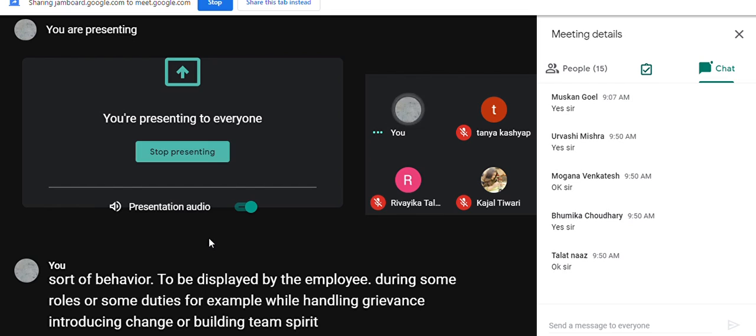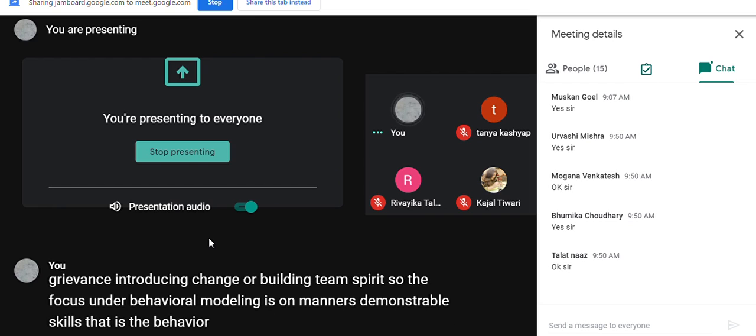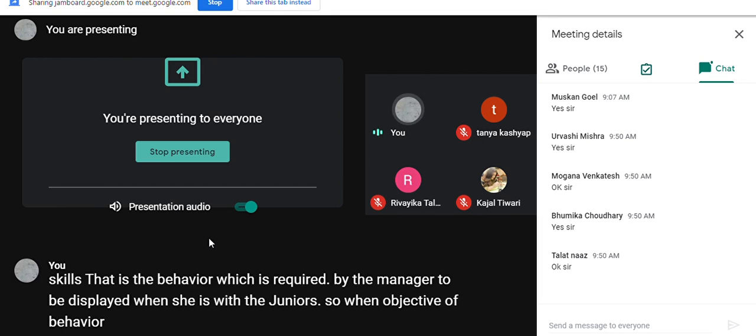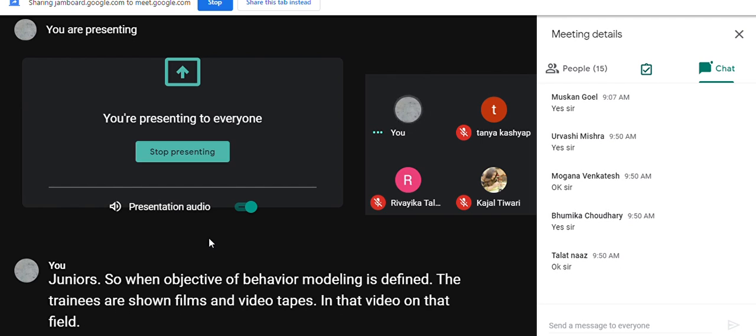So the focus under behavioral modeling is on manners, demonstrable skills. That is the behavior which is required by the manager to be displayed when she is with the juniors. So when the objective of behavior modeling is defined, the trainees are shown films and videotapes. In that film, a model manager handling a particular task is shown.